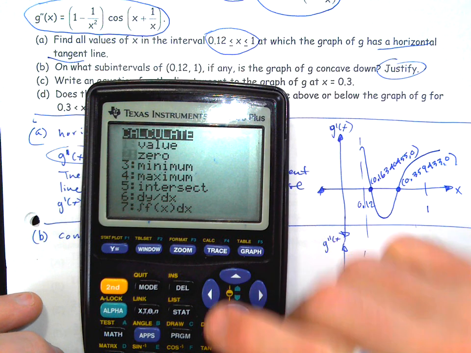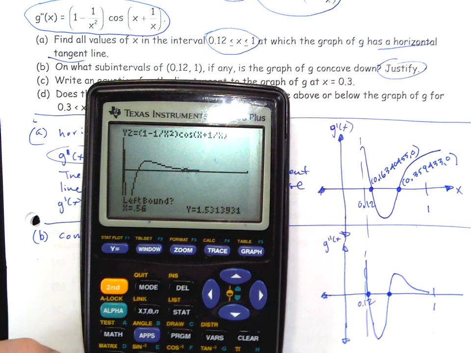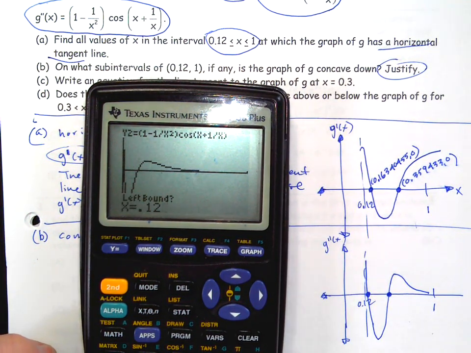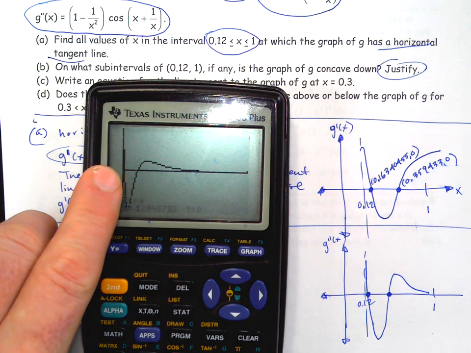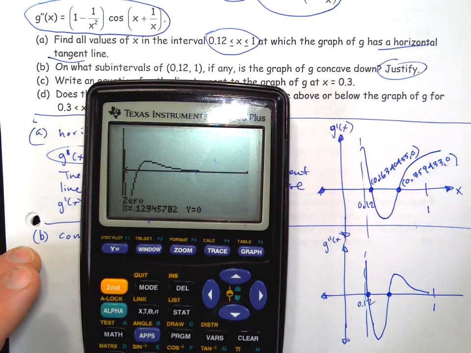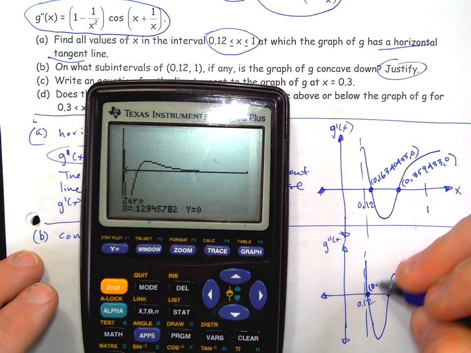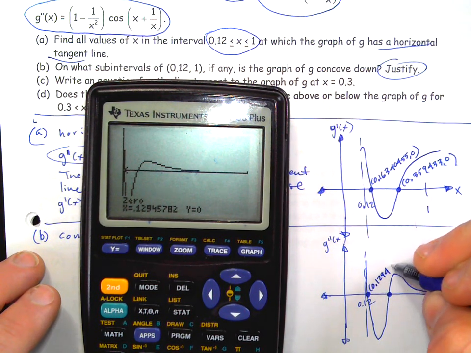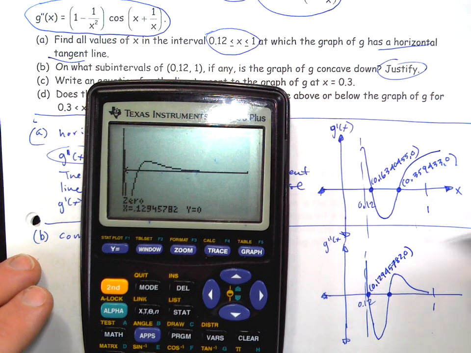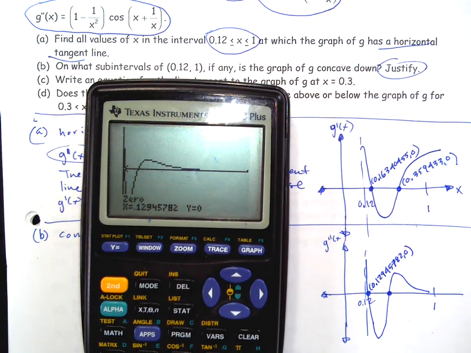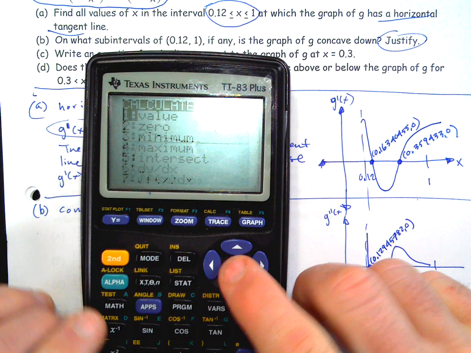So we're going to look for zeros. I'm going to look for one over on this far left side, 0.12 to 0.2, guess 0.13. So I'm making it look way over here, and it finds one: 0.1294578, which is different than 0.12.